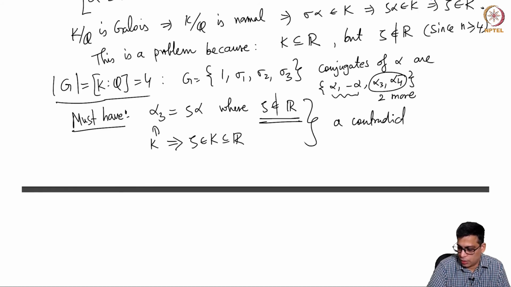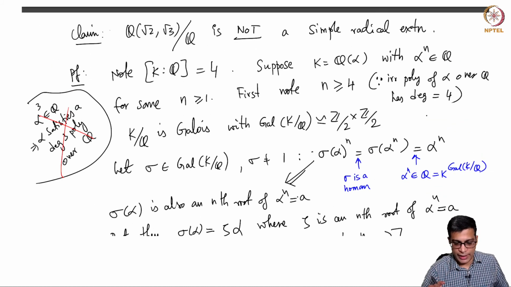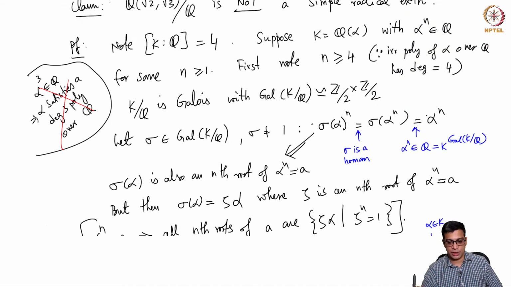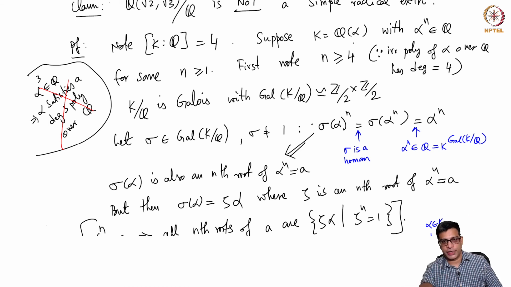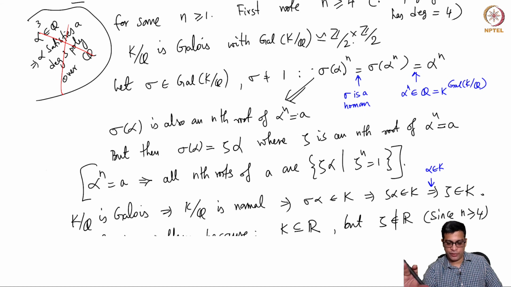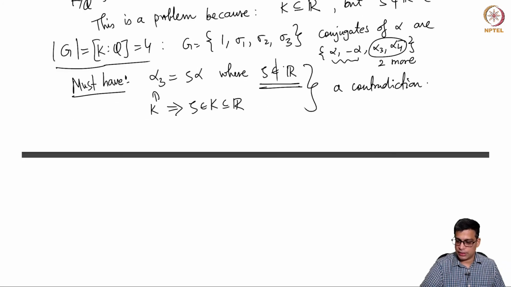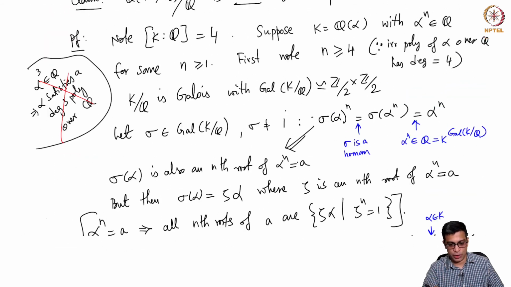So I'm sorry I went rather fast about the last part, but this proves that K is not a simple radical extension, because if it were a simple radical extension, with a radical element alpha, it would have 4 different conjugates. One of them would be a non-real root of unity times alpha, but that would force that non-real root of unity to be in K, but K is a real field, so that is a contradiction. So this shows that this is a radical extension, but it is not a simple radical extension.